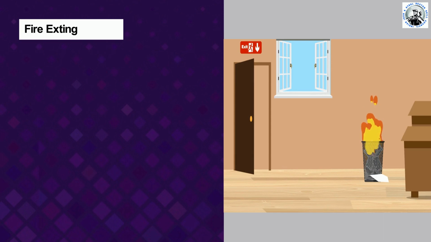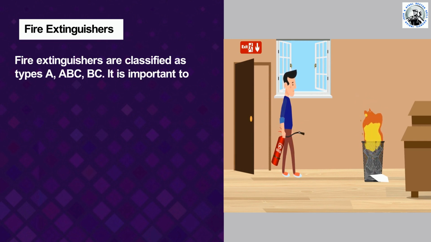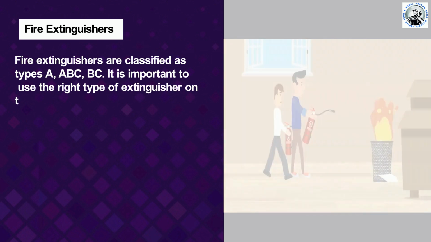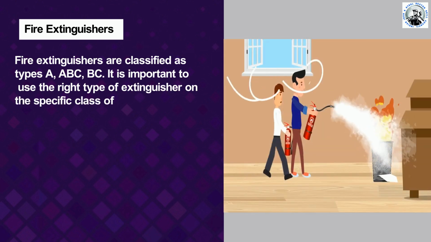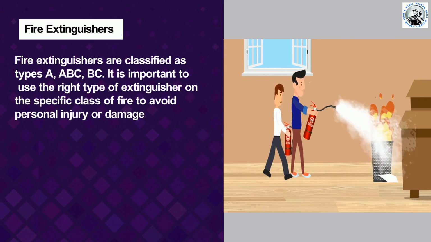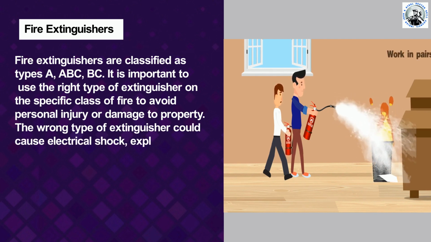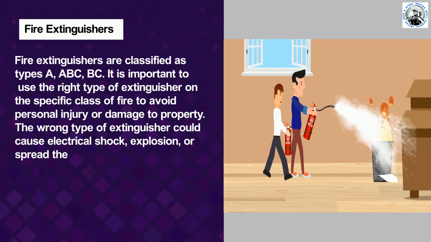Fire extinguishers. Fire extinguishers are classified as Type A, ABC, BC. It is important to use the right type of extinguisher on the specific class of fire to avoid personal injury or damage to property. The wrong type of extinguisher could cause electric shock, explosion or spread the fire.